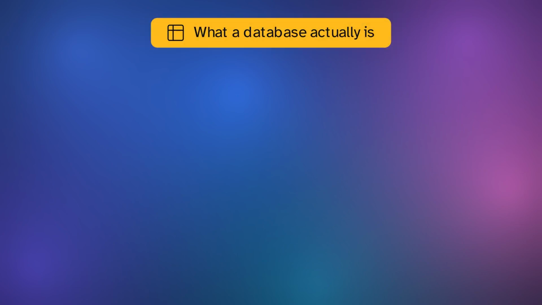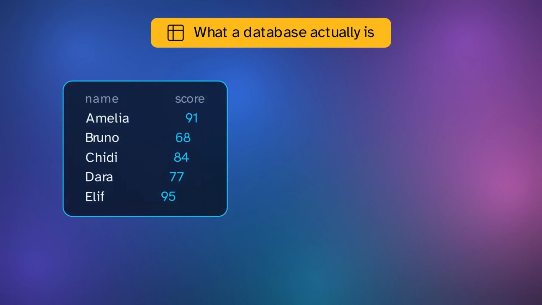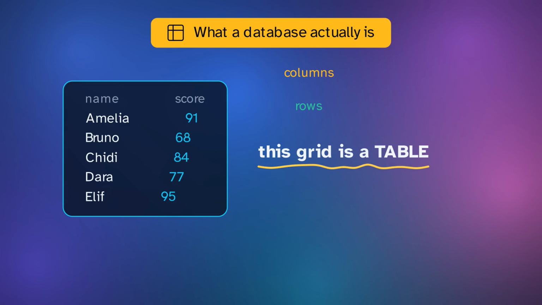So, what is a database? You have almost certainly seen one already without knowing it. Think of a spreadsheet. It has columns across the top like name and score. And it has rows going down, one row for each student. That grid is called a table, and a database is a collection of tables. That is genuinely most of it.